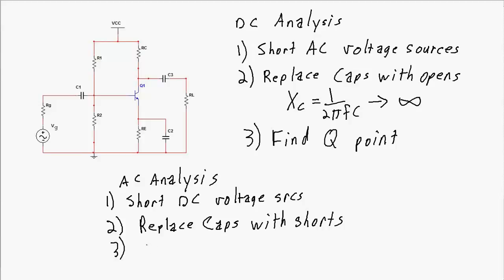Third, I'm going to simplify the circuit. And this is going to involve a couple of things. I'm going to do a couple of examples here. So simplifying the circuit might involve things like combining resistors to give the equivalent parallel resistance.